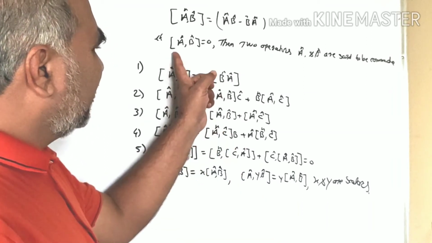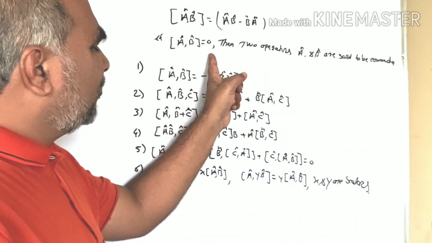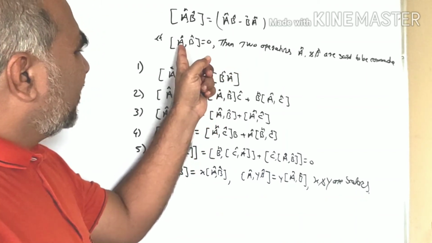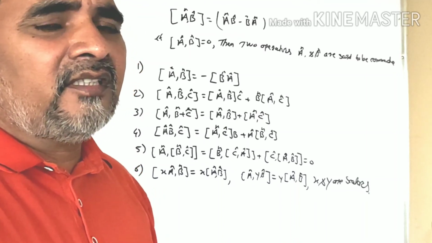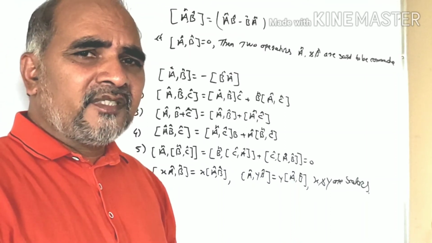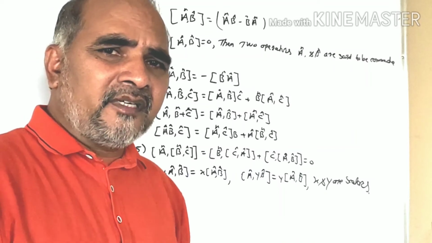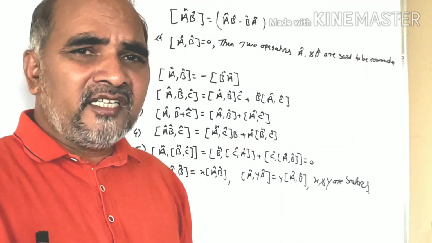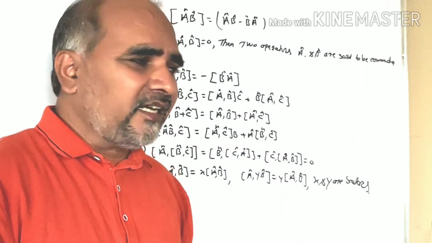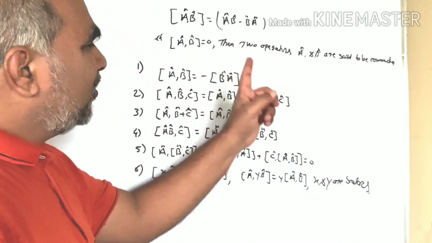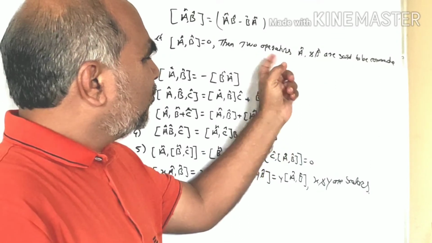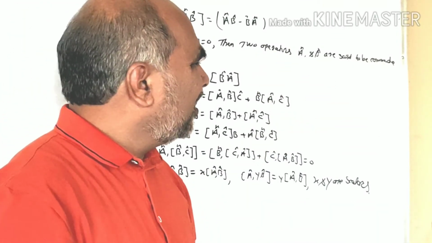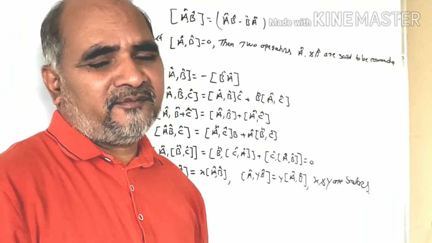If this commutator is equal to 0, that means A and B are independent of each other. The properties of operator A and the properties of operator B do not influence each other, and therefore this commutator is equal to 0. So this relation shows that these two operators A and B are said to commute.